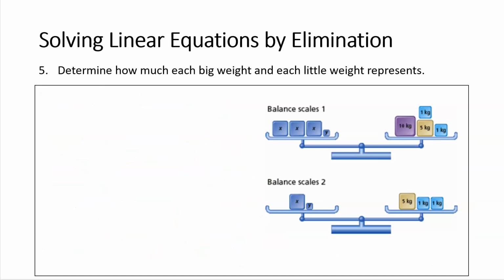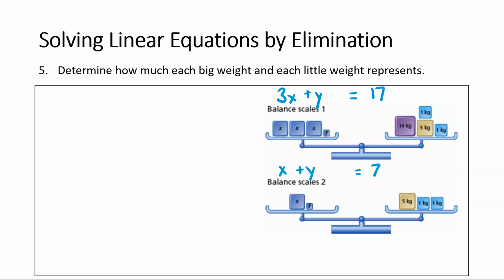Last one, let's make some equations out of these scales. On the first one on the left side, you see 3 x's, so that's 3 times x, plus a y. That is equal to 10 plus 5 plus 1 plus 1. That's 17. For equation 2, you have 1x plus 1y equals 5 plus 1 plus 1, so that equals 7.